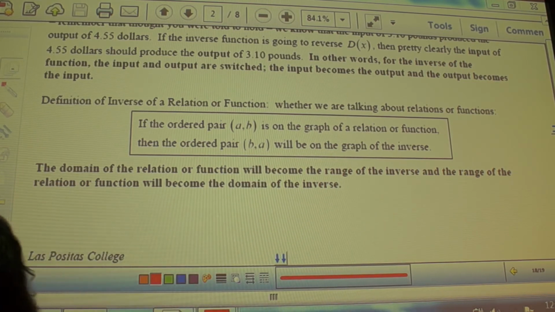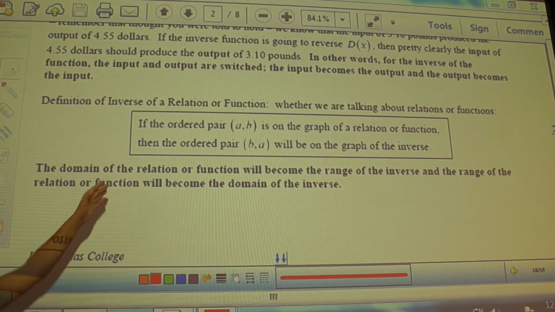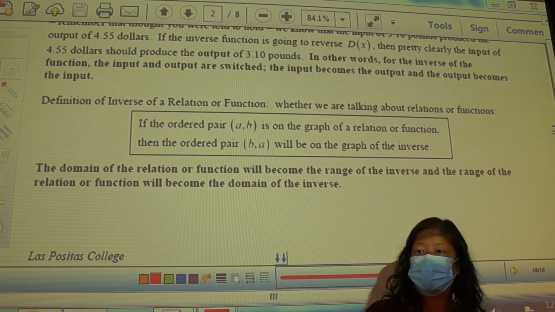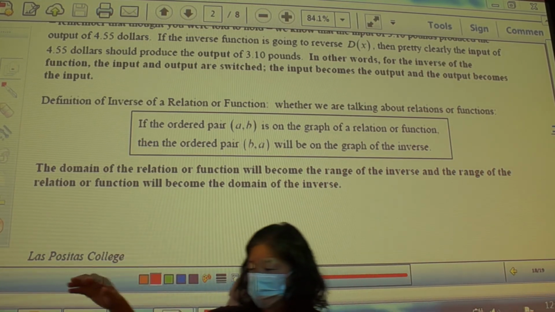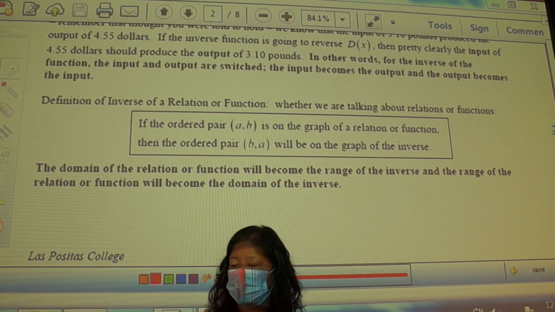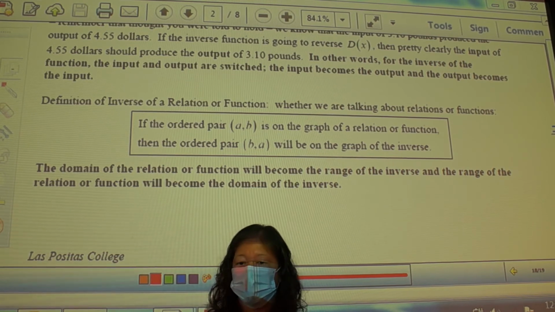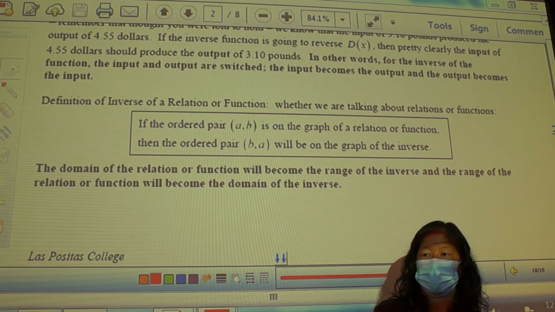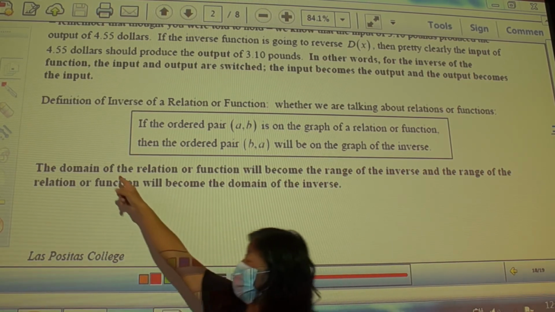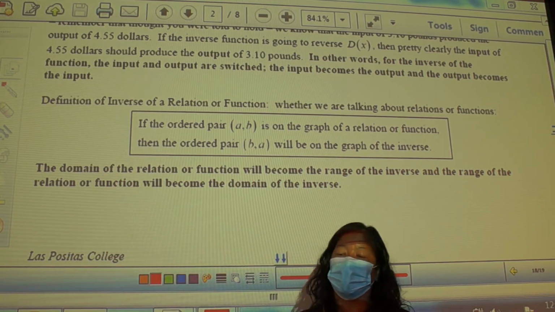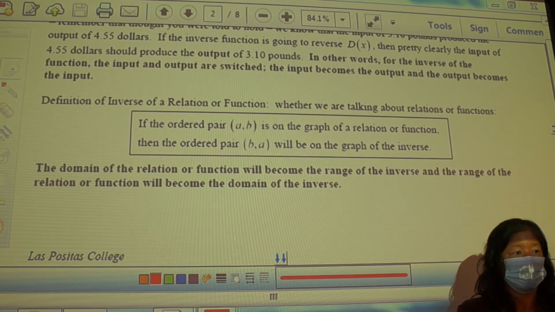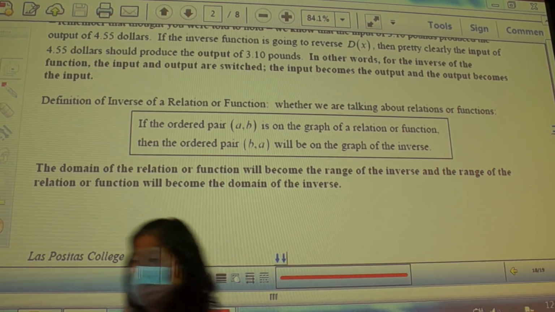Also, the domain of the original function, dollars, becomes the output of the inverse. Right? So if I put in dollars on the original function, then I get pesos. Then the second function I put in pesos, my output should be dollars. So your domain of your original function is your range of the inverse. Everybody all right with this so far?